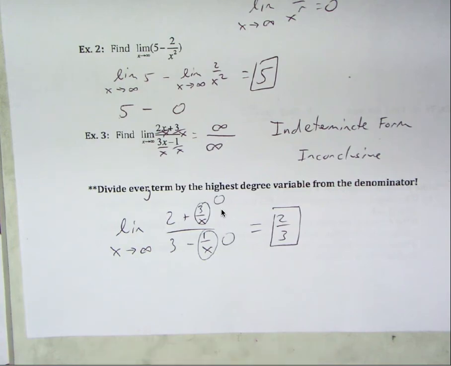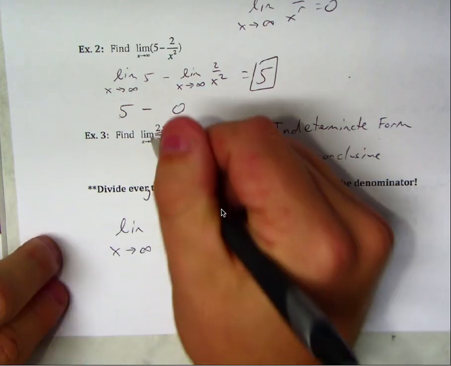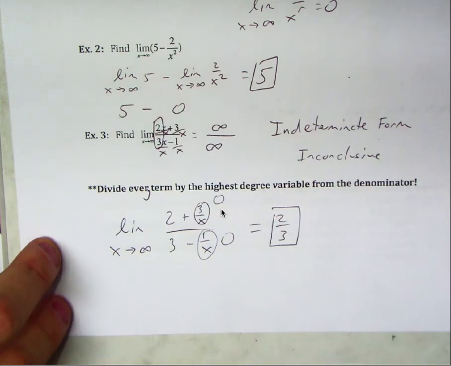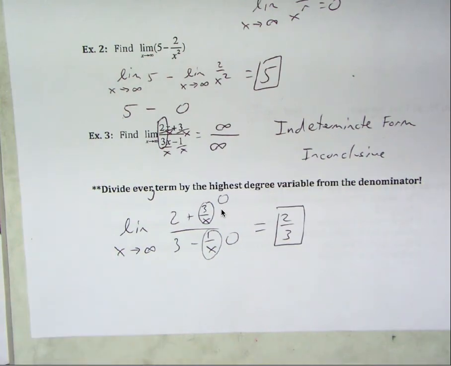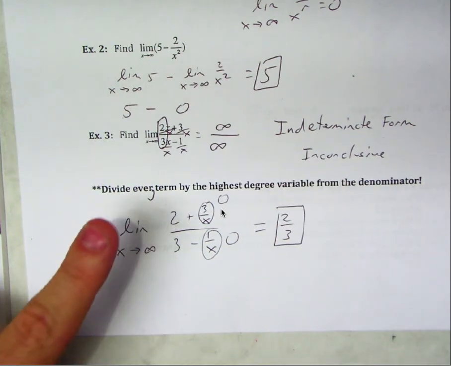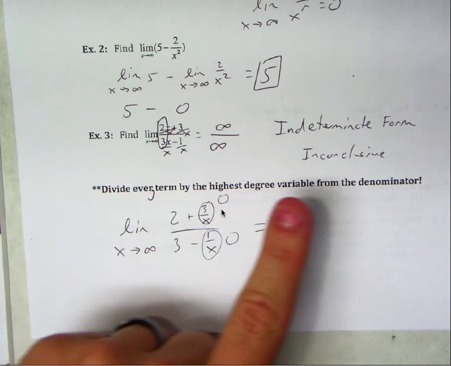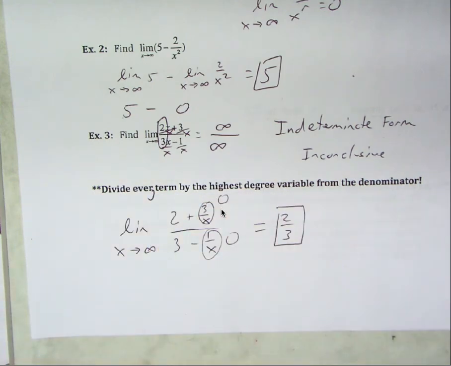Which, using your horizontal asymptote rules, which is what Kylie had said, look at the very beginning of the problem. Those degrees are equal, which means your horizontal asymptote is the leading coefficient fraction. It would have been 2/3 right off the bat. So when you come up with these questions, you don't have to go through this process of dividing by the highest degree variable from the denominator if you remember your horizontal asymptote rules.